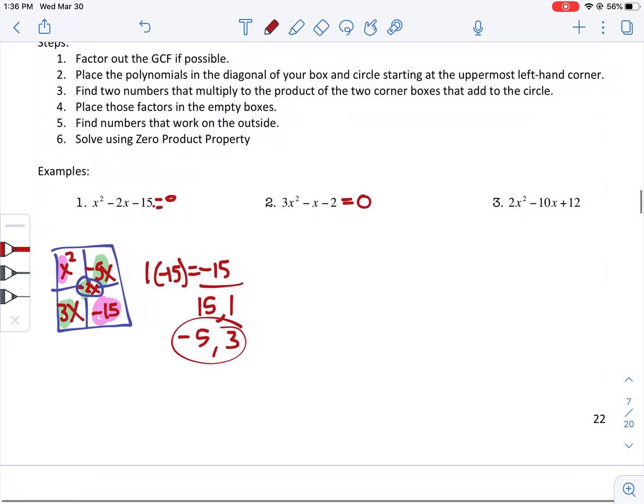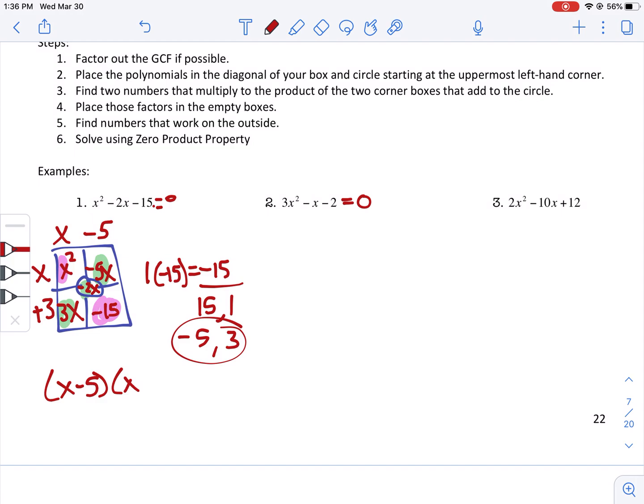And now if we were to figure out what's on the outside, what gives us x squared is x and x. So then we'd have minus 5 and plus 3. So this factors into x minus 5, x plus 3 equals 0. And so with our zero product property, either x equals 5 or x equals negative 3.